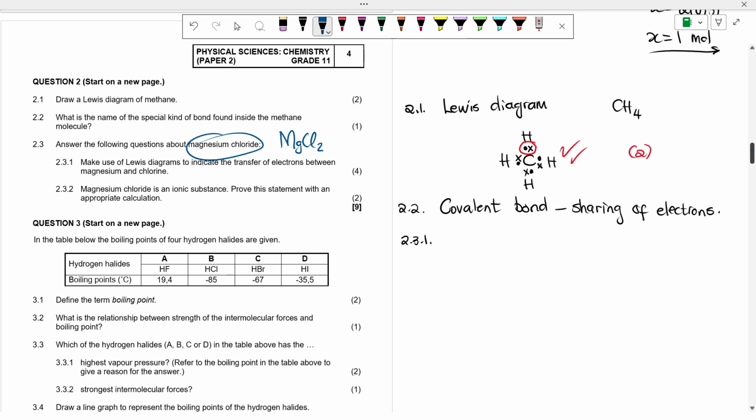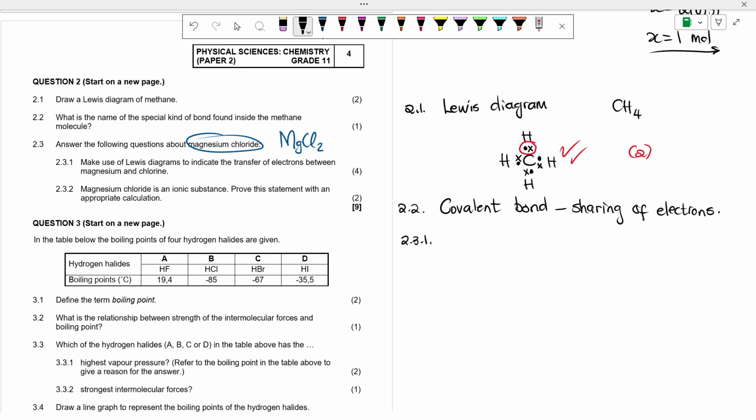2.3.1, make use of Lewis diagrams to indicate the transfer of electrons between magnesium and chloride. That's a question you should always expect. We need to show how electrons are transferred between magnesium and the chloride or chlorine to form magnesium chloride. In other words, this is an example of a redox.